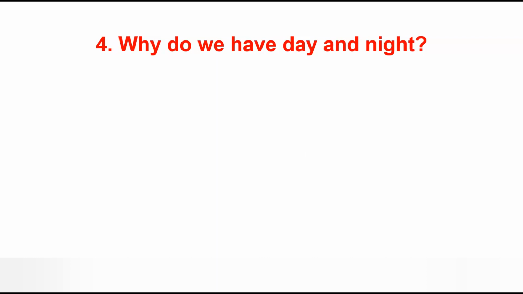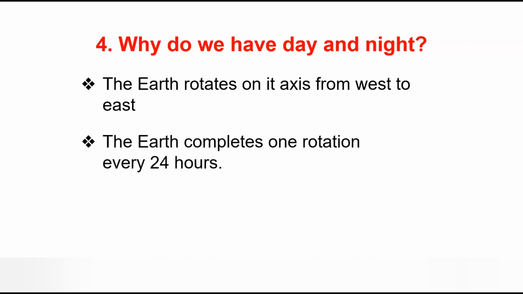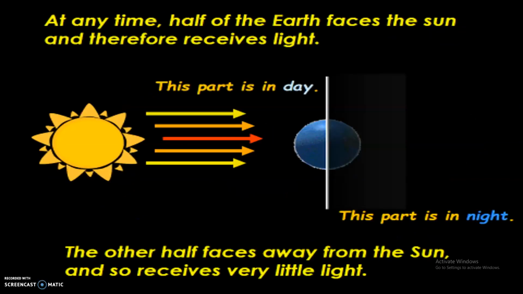So why do we have day and night? The Earth rotates on its axis from west to east. The Earth completes one rotation every 24 hours. So as the Earth orbits around the sun, it also spins on its own axis, which is tipped like a globe. It's tilted. At any time, half of the Earth faces the sun and receives light. That part is in day. The other half faces away from the sun and so receives very little light. That part is in night.